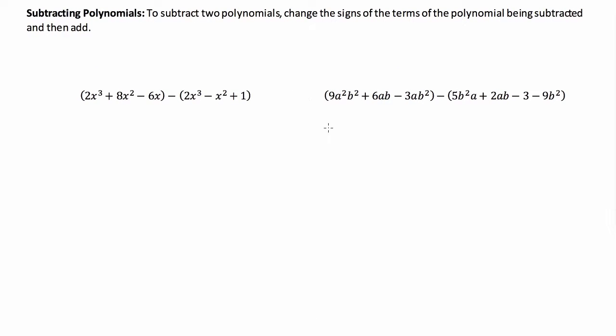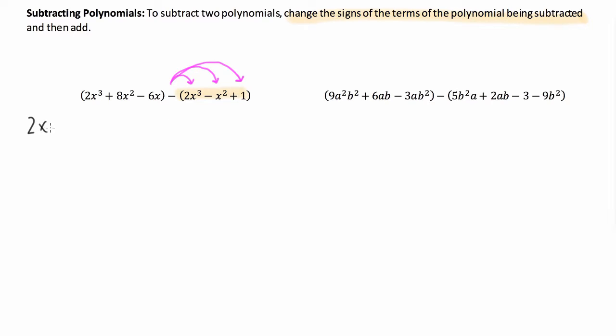So here I've got these polynomials. I'm subtracting. We're going to use the same techniques we've used in the past to subtract two polynomials. Change the signs of the terms of the polynomial being subtracted. So this is the polynomial that's being subtracted. So just like we've been doing in all these other problems, I need to be careful that that subtraction distributes to all three of these terms. So it's going to change the sign of the first term.